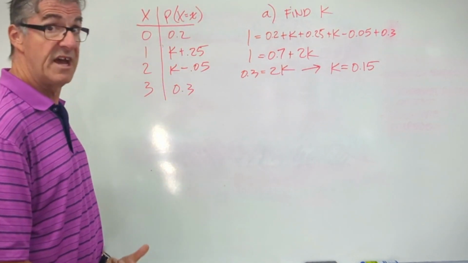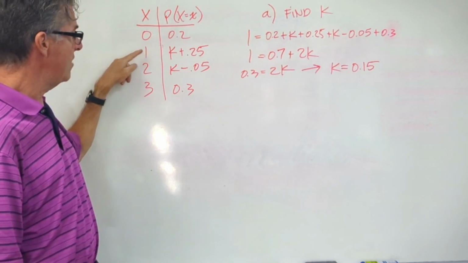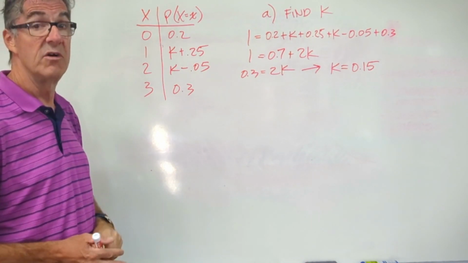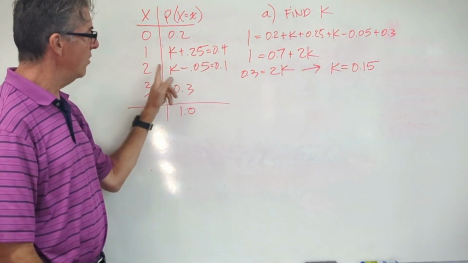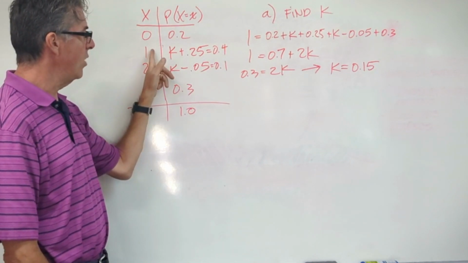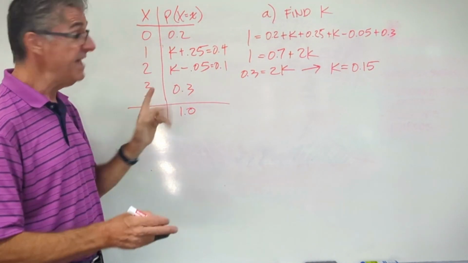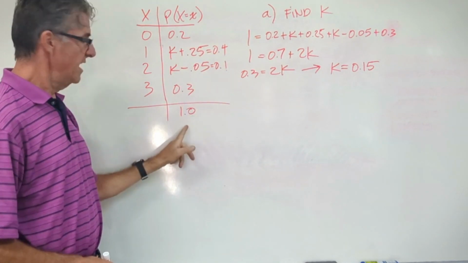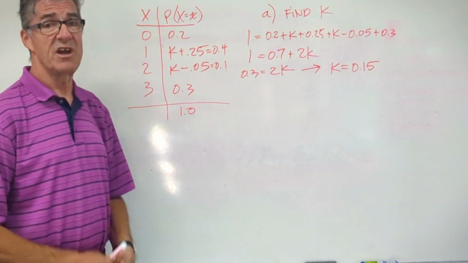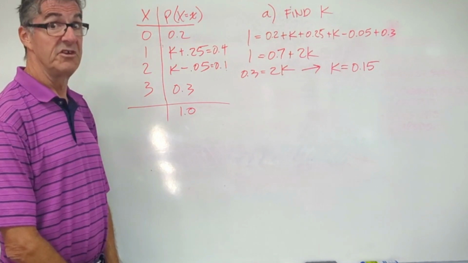Now I want you to write down and figure out the probabilities for the 1 outcome and the 2 outcome. Pause the video and do that. I just added my 0.15 across. I got 0.4 for the 1 outcome and I got 0.1 for the 2 outcome. Then just to double check, because I can, I added them all up here and I do get 1.0. That's a nice confirmation that I'm doing what I'm supposed to do.